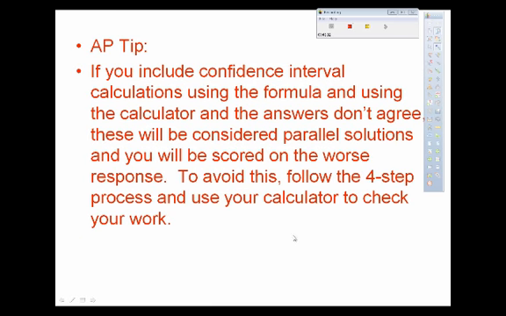Exciting. All right. So, AP tip. If you include confidence interval calculations using the formula and using the calculator and the answers don't agree, these will be considered parallel solutions, and you will be scored on the worst response. To avoid this, follow the four-step process and use your calculator to check your work.